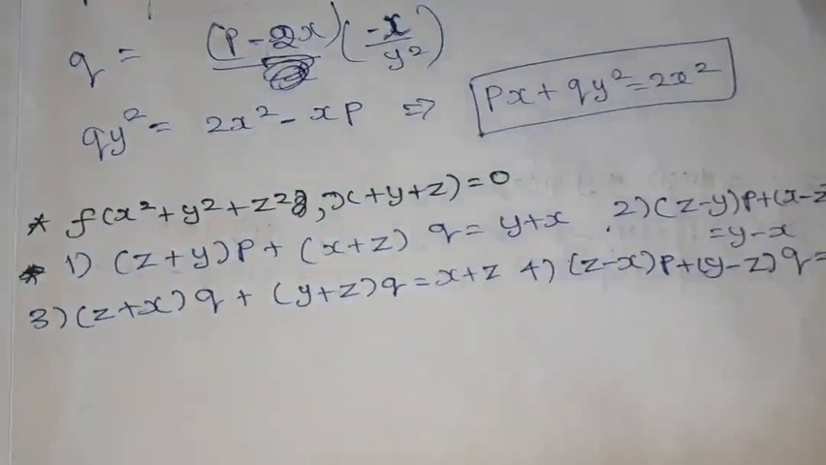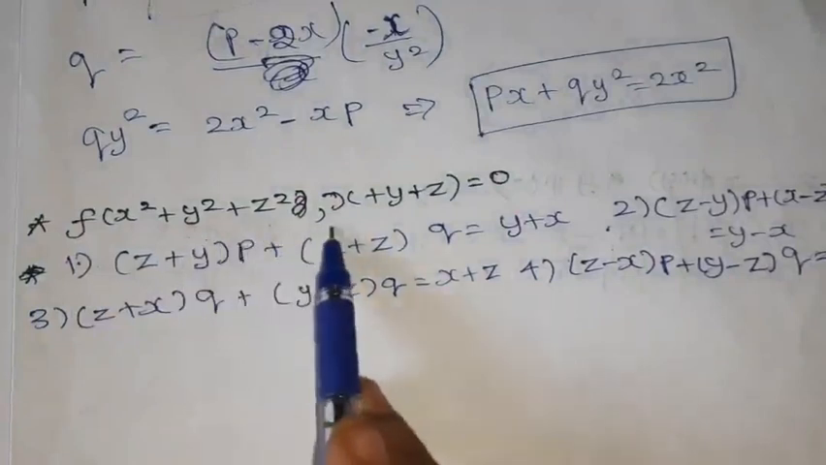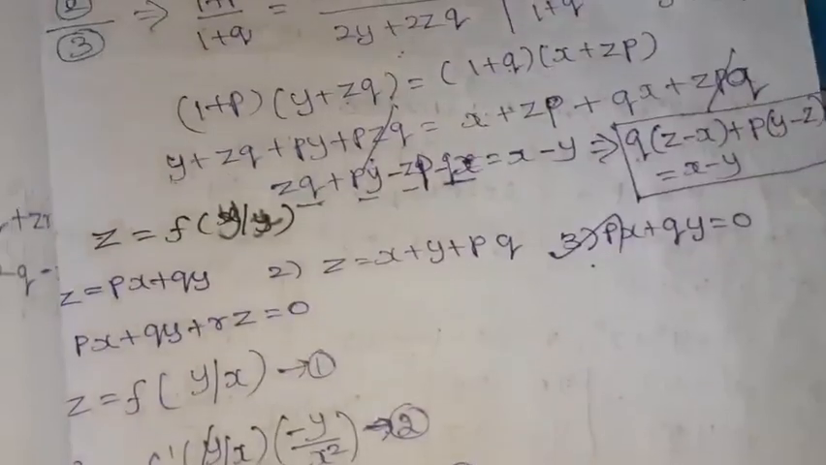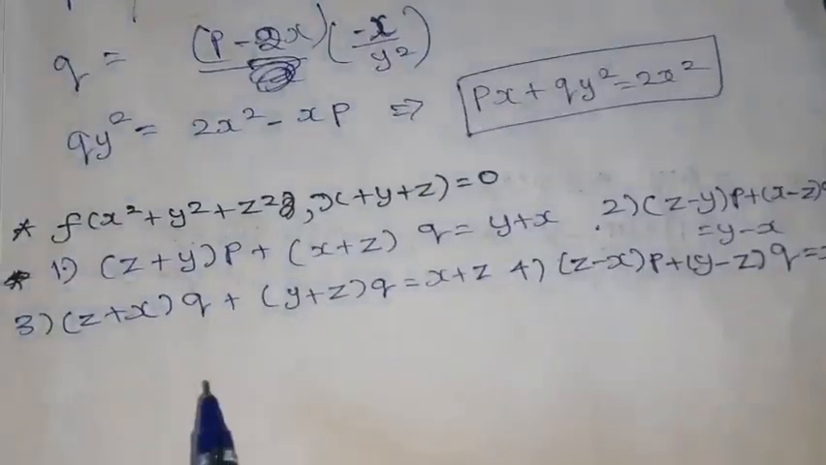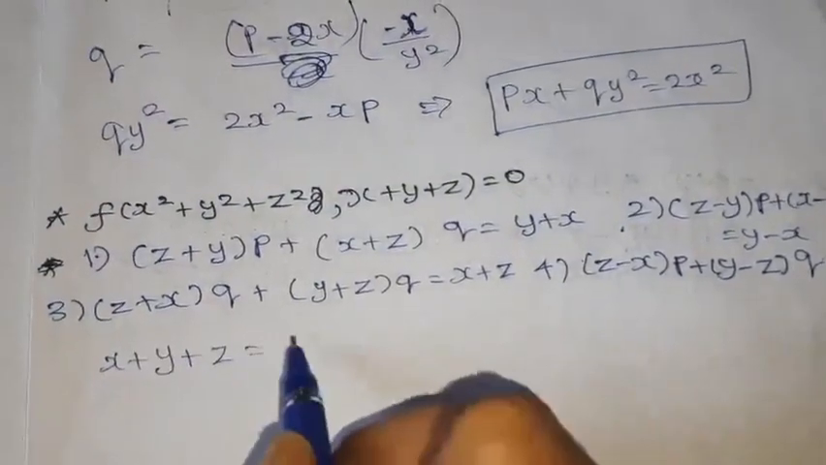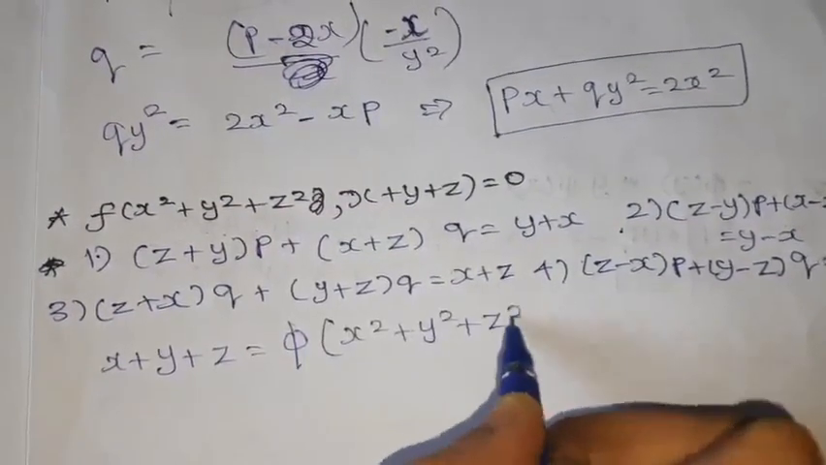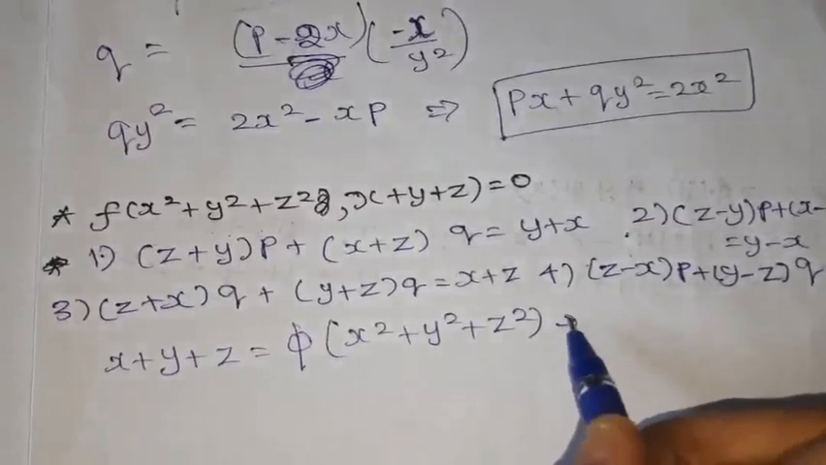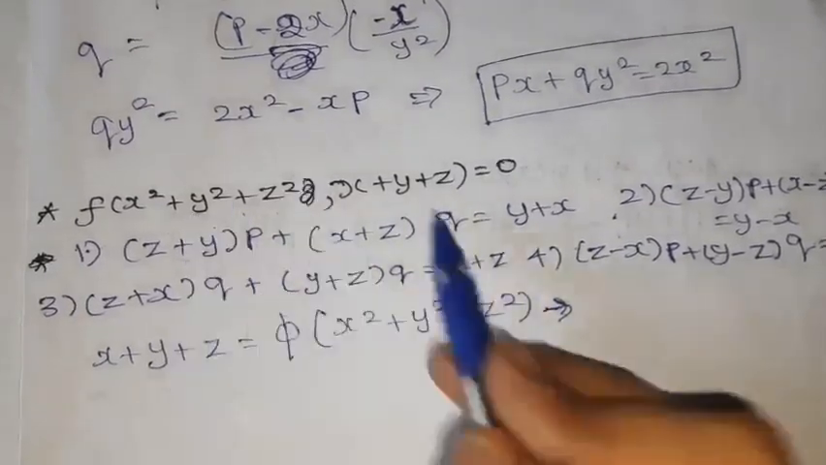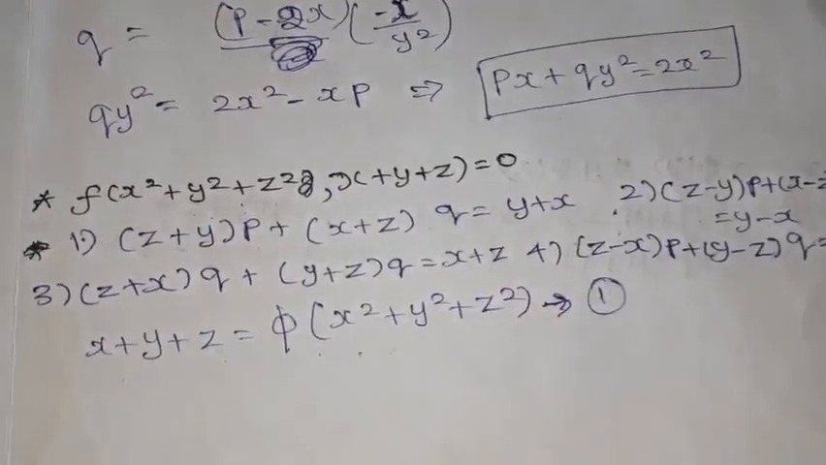See, what is that? f of x square plus z square, y square plus z squared equal to x plus y plus z. Can we write like this? x plus y plus z equal to some phi of x square plus y square plus z squared. Okay, it is a function of this term only. So x plus y plus z equal to phi of x square plus y square plus z squared equal to 1.